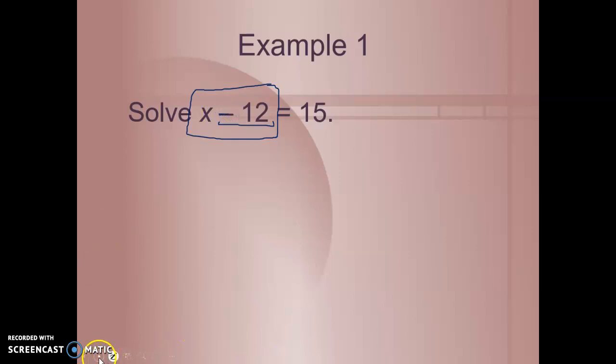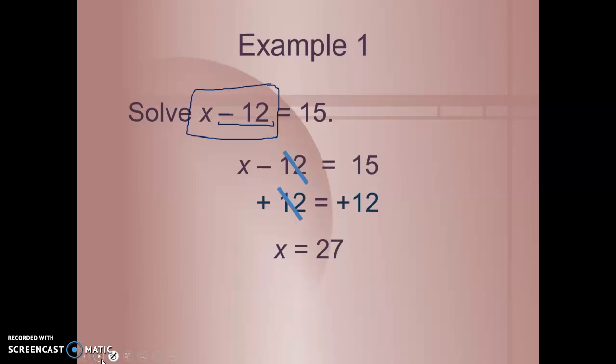We need to do the inverse operation. We need to undo that minus 12. And the inverse of subtraction is addition. So we're going to add 12. And whatever we do to one side, we have to do to the other. Those 12s cancel out on one side, leaving us with x equals 27. To check our work, if we substitute 27 back in and evaluate, we get 27 minus 12 is 15, and that is a true statement.